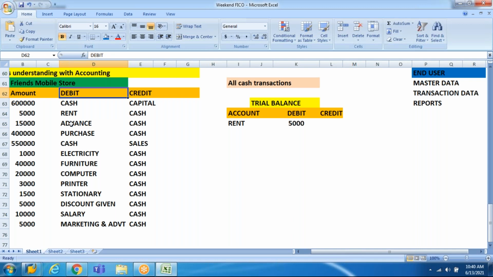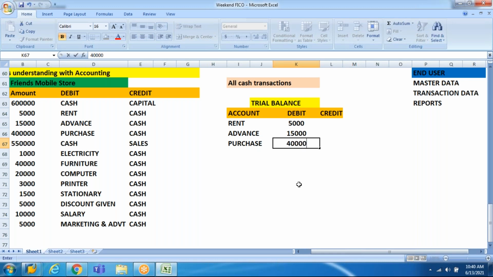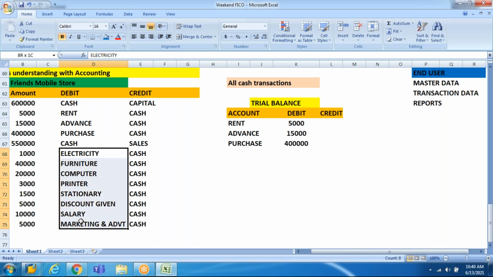So if you take advance, which side is it on? On the debit side. So where will advance come in the trial balance? It will come on the debit side only, for 15,000. Next, purchases. Purchase is how much? 4 lakh. Next, cash we are going to calculate at the end. So electricity, furniture, computer, all these will appear on the debit side of the trial balance. Understood everyone? Why debit side? Because they are debit in the entry, so they will be debit in the trial balance as well.